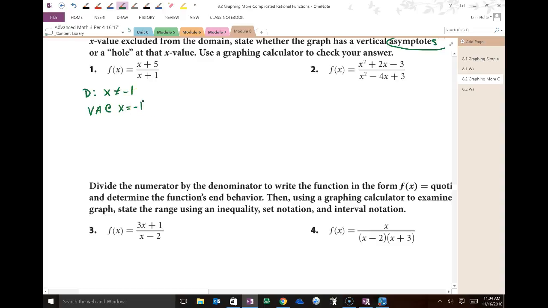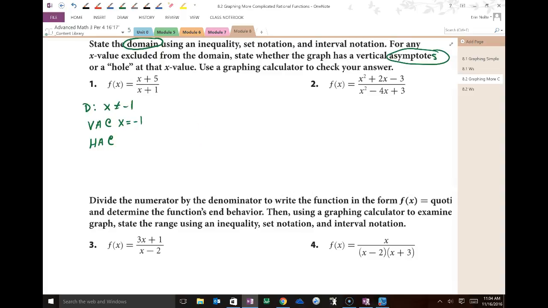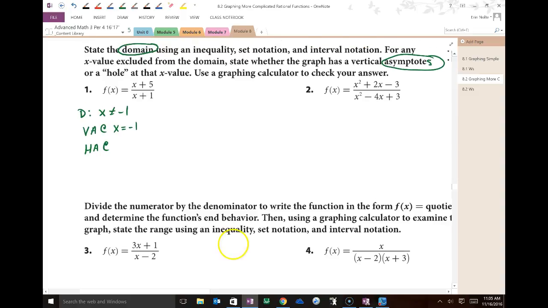Okay, next thing we're going to talk about is the horizontal asymptotes. Okay, so looking at the cases that you just wrote down, is this bigger on the top, bigger on the bottom, or do we have a same case? Same. So where is my asymptote at? Y equals 1. Everybody okay with y equals 1? Because the number in front of those x's is 1, and 1 over 1 is 1.